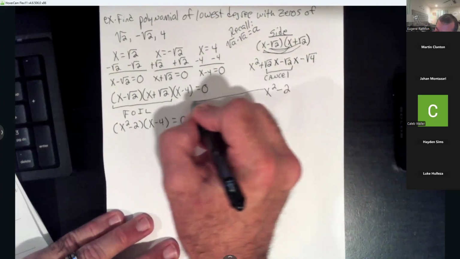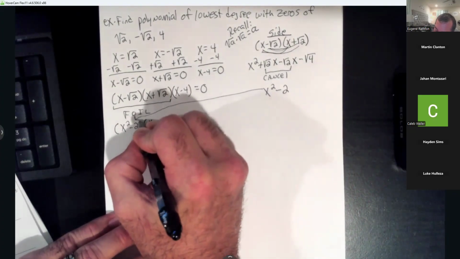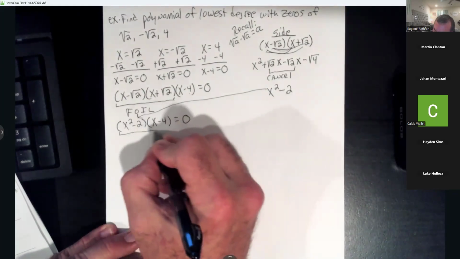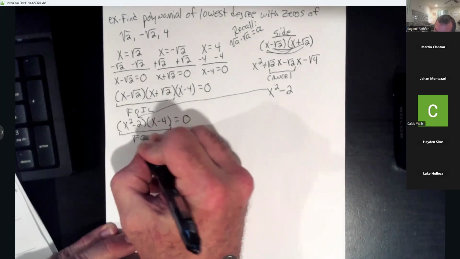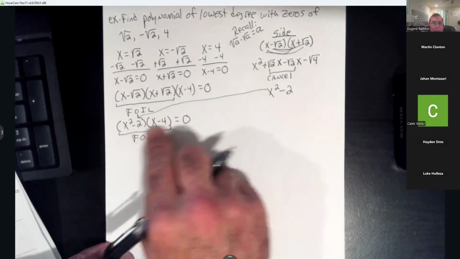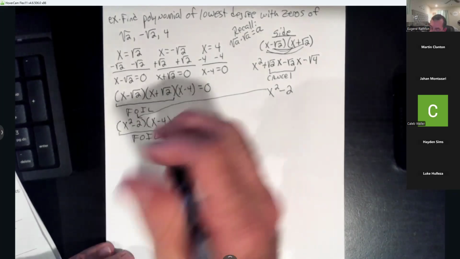So y'all, this came over to there. So now we've got two things to multiply. We're going to FOIL again. So y'all, a lot of foiling on tonight's homework, okay? All right, let's see what we got.